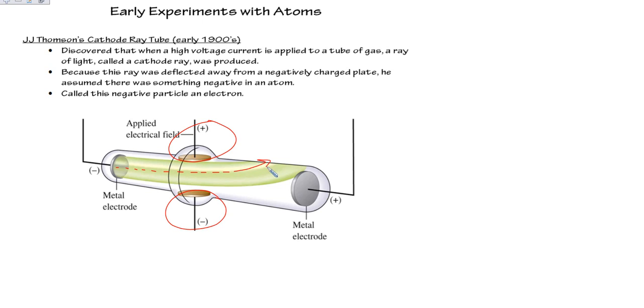Here's where we start entering in the idea of negative particles that make up an atom. Call them an electron. There must be some negative component to an atom that's attracted to that positive field. Now we know even more that the electrons are on the outside of the atom. This electron cloud is on the outside of the atom. So yeah, it should be attracted to a positive field.